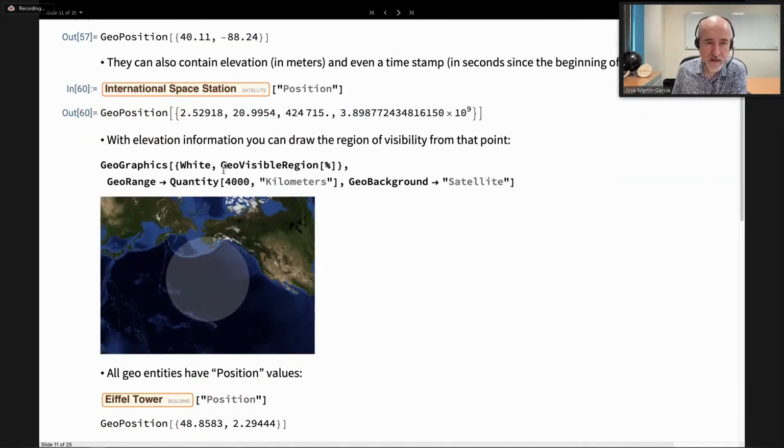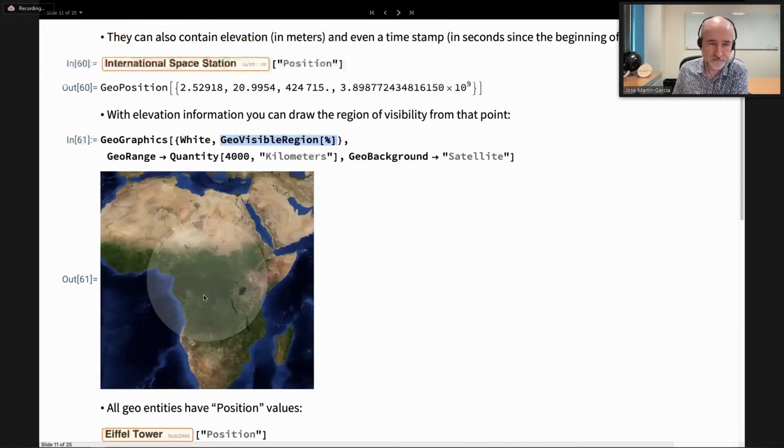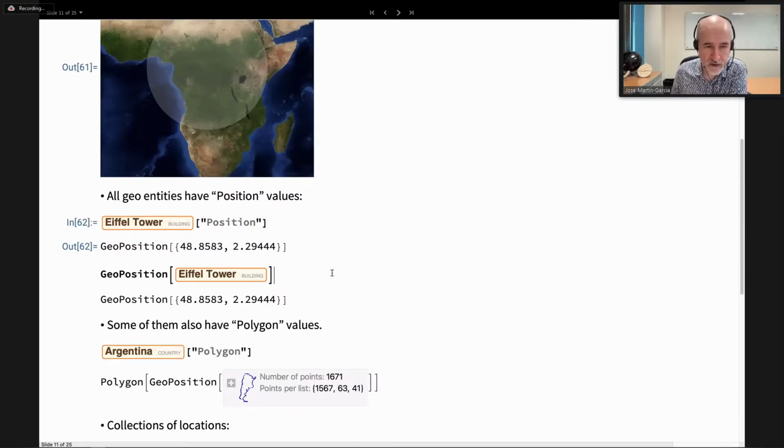And with something like this, we can draw a map of where the International Space Station is right now. And we have this geoprimitive, the geovisible region. So we see that's the region that will be visible from the International Space Station, or vice versa, the region from which currently the International Space Station could be seen. Yes, so as I said, we can get the position for very many geo entities, like in this case, the Eiffel Tower. You can also get it in this way.